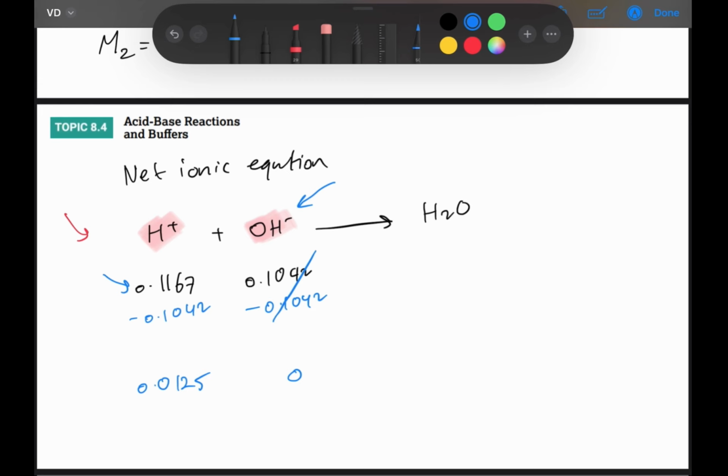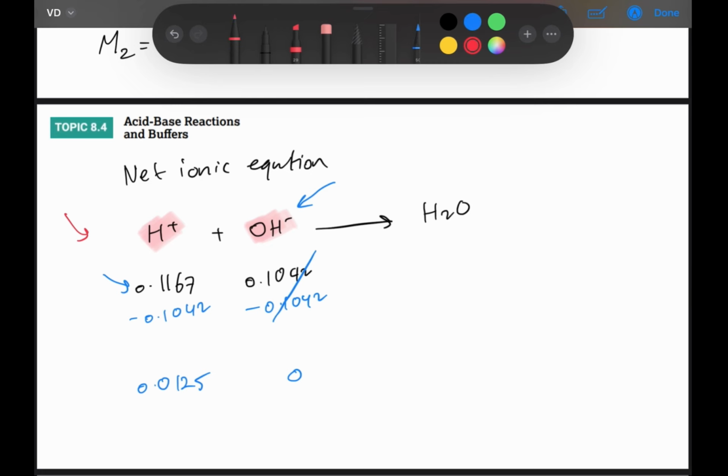This is the same thing as we said. For example, if you have 9 H positive and 7 OH, at the end you will end up with 7 water plus 2 H positive. And at that point we have extra acid.